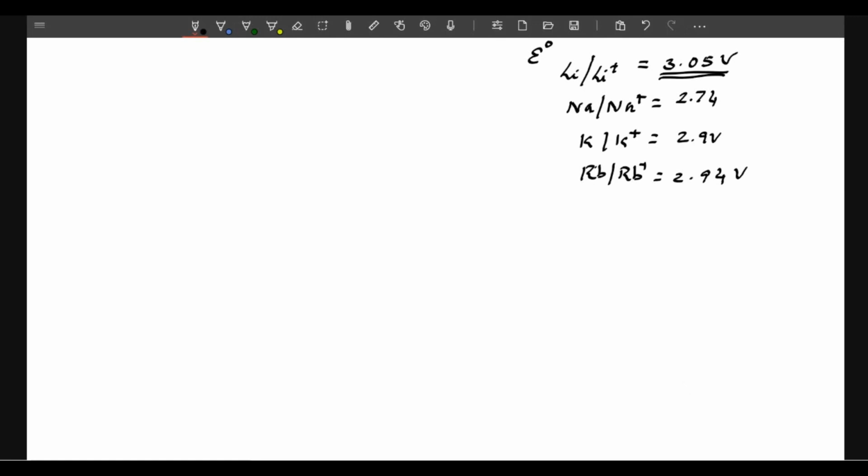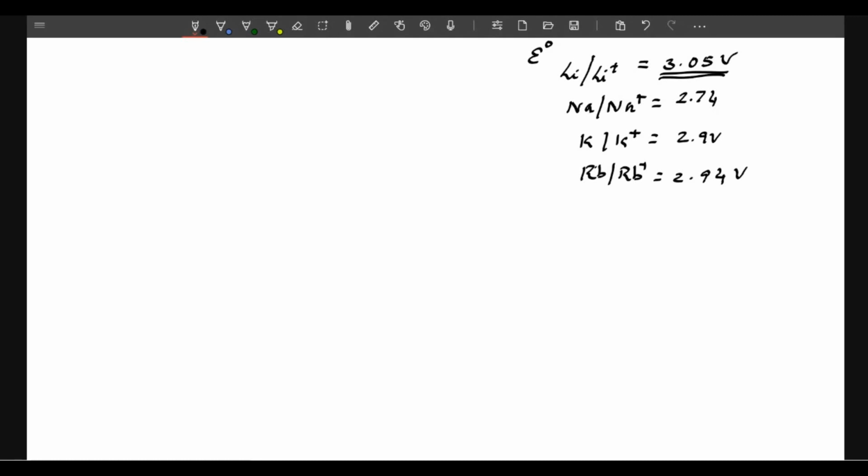You go and apply the lattice energy calculation, and you will have this answer. The electrode potential value of lithium and lithium plus should be less than that for sodium, lesser than 2.74, but it is 3.05. Why? Look it up, I have told you. Go and see the lattice energy calculation.